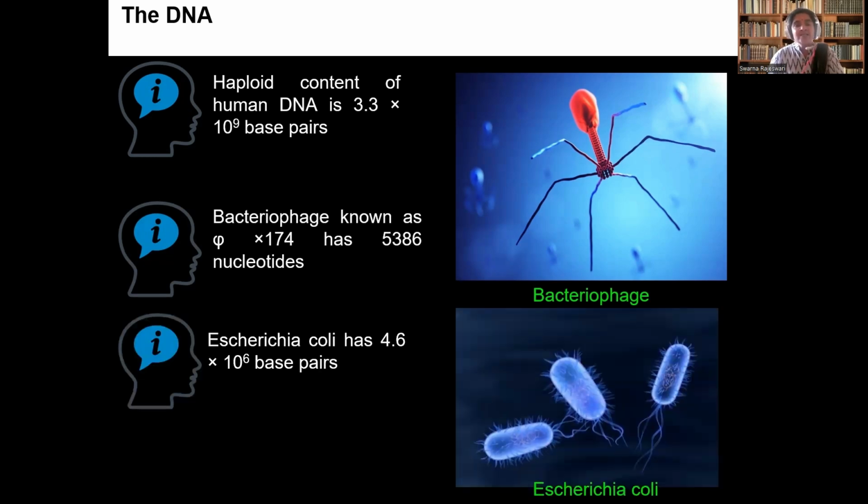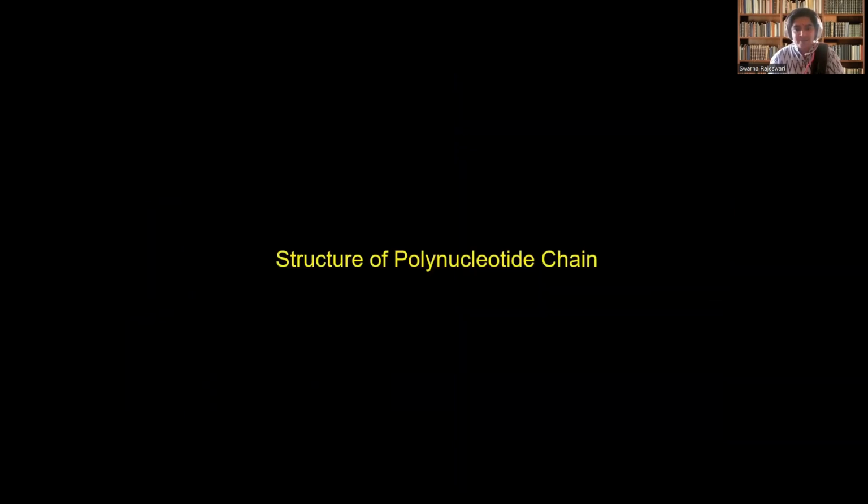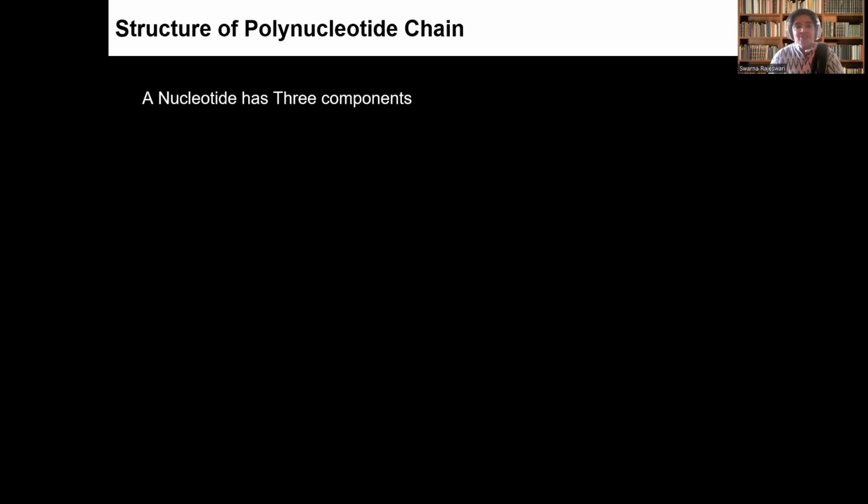In the case of human DNA, the haploid content is about 3.3 into 10 to the power of 9 base pairs, whereas the bacteriophage phi X174 has 5386 nucleotides, and in Escherichia coli it is 4.6 into 10 to the power of 6 base pairs. So the length of the DNA depends on the number of base pairs, that is, the nucleotides present in the strand.